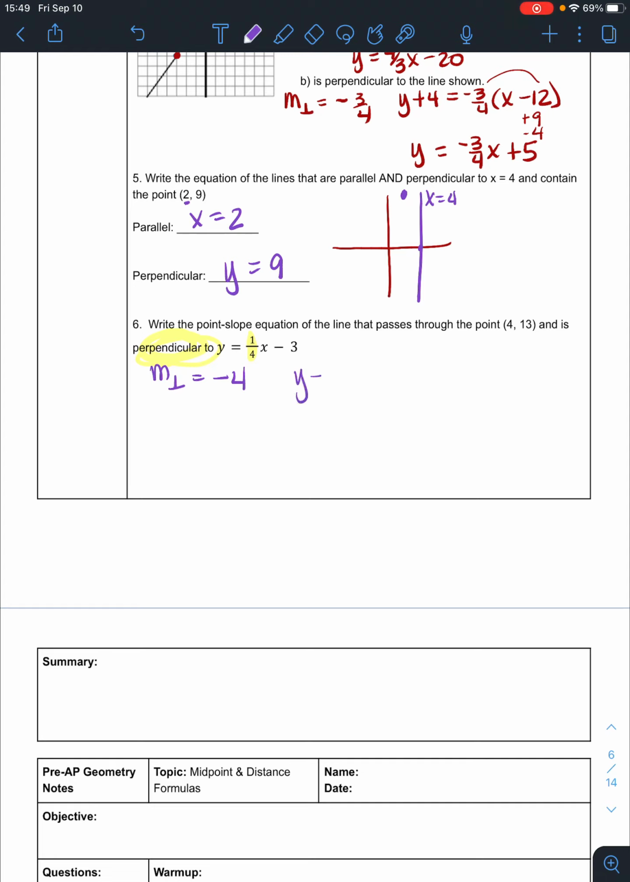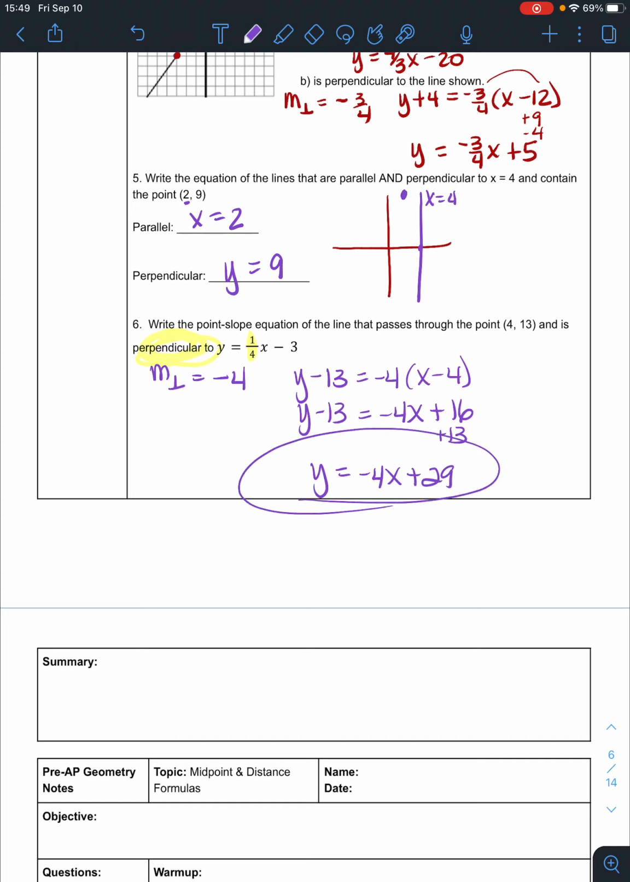So now just go through the same steps we've been going through. y minus y1 is equal to m times x minus x1. Simplify it. I'll write this one out a little bit more than I have been. y minus 13 is equal to negative 4x plus 16. Add 13 to both sides, and you get y is equal to negative 4x plus 29.